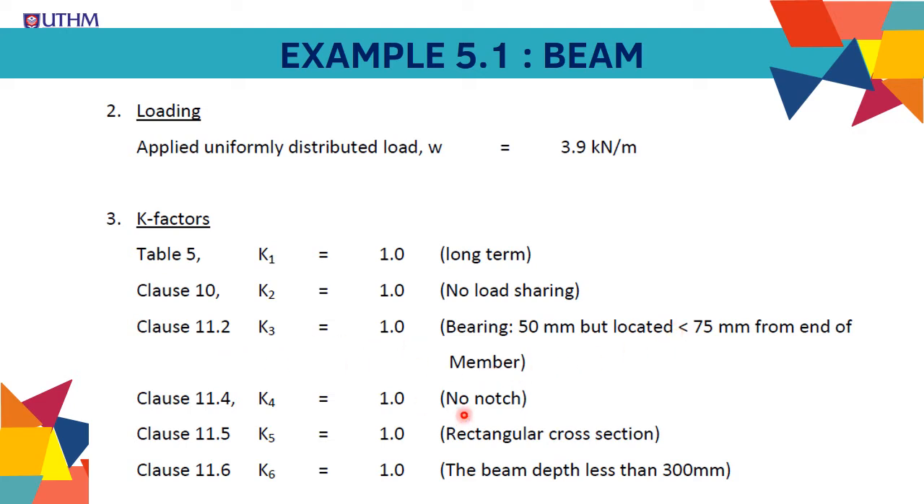1. There is no notch at the end of the beam, therefore K4 is 1. The beam is a rectangular cross section, K5 is 1. And the depth factor for depth less than 300 mm, the K6 is 1.